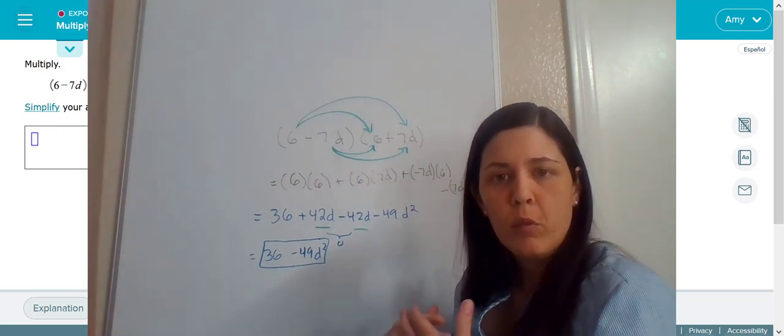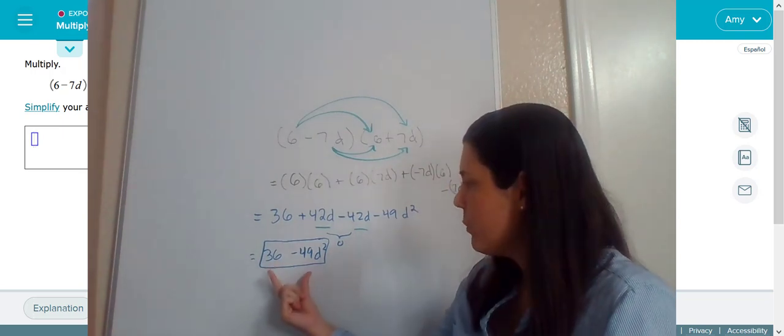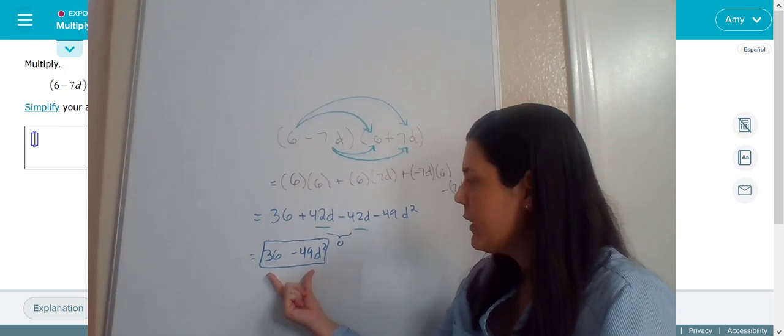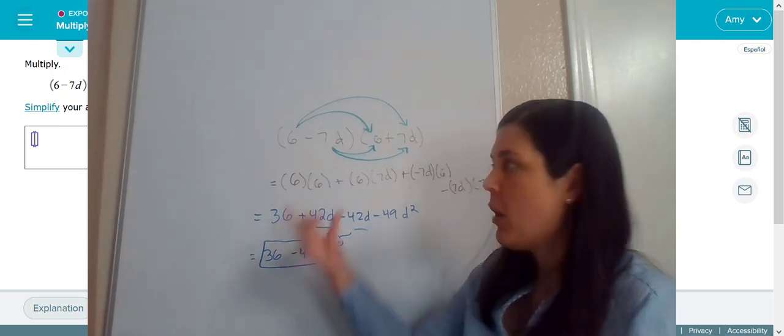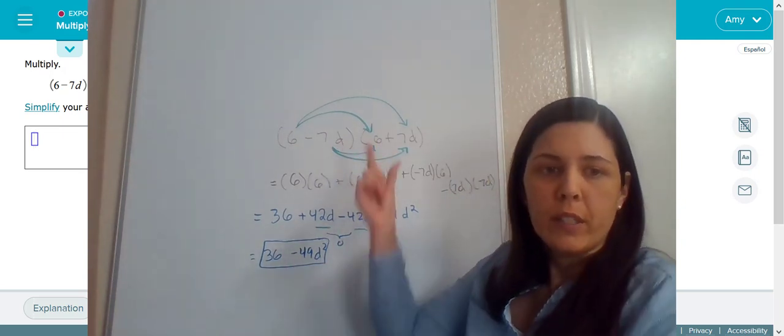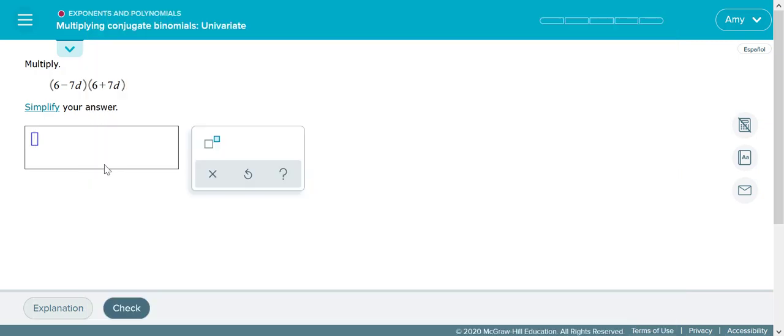And in this week 1, we're also going to go backwards from here. We're going to take something like this answer and factor it out and end up back here. Okay, so let's type that into Aleks. So we had 36 minus 49d squared, and we'll check that.